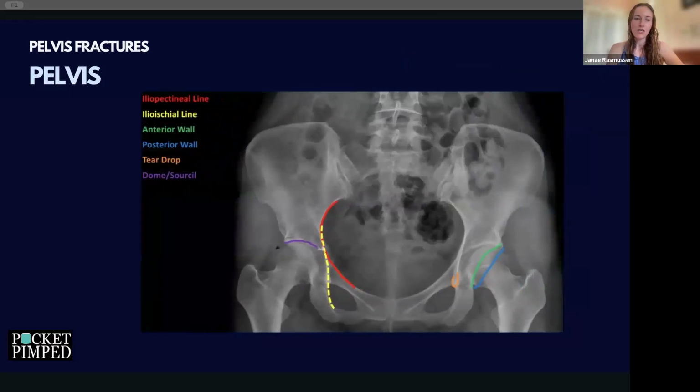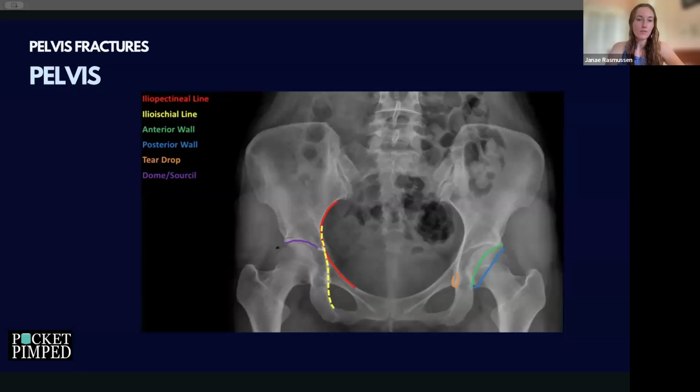This is another great image that I love from Pocket Pimped. A common thing you might be asked about, especially when you're asked at fracture conference to read an X-ray, is to mark out your landmarks or to read your different landmark lines. And so here we have our iliopectineal line, which is marking out our anterior column. We have our ilioischial line, marking out our posterior column. We have our anterior wall, posterior wall.